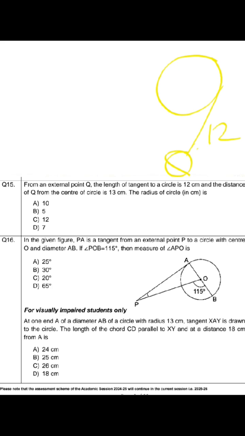And from the center of the circle is 13. Okay, 1 minute. The length of tangent to a circle is 12 centimeter and the distance of Q from the center is 13. You know it very well.